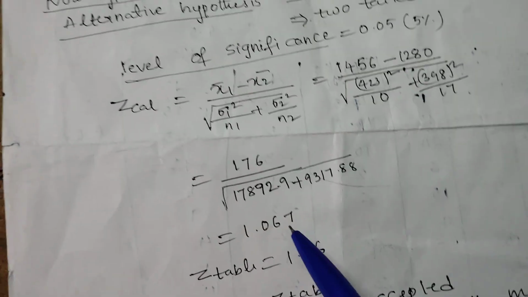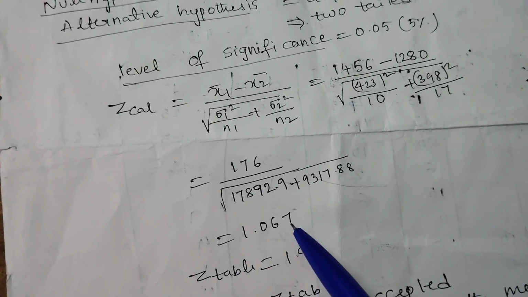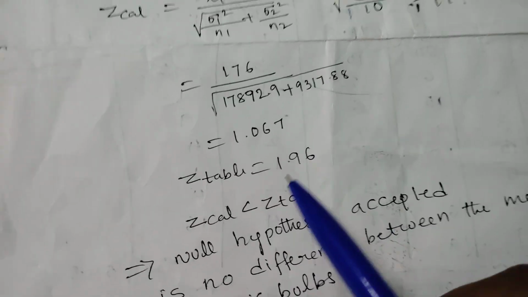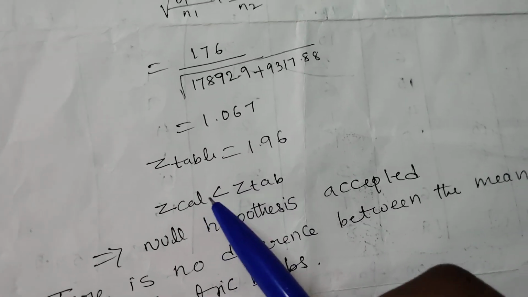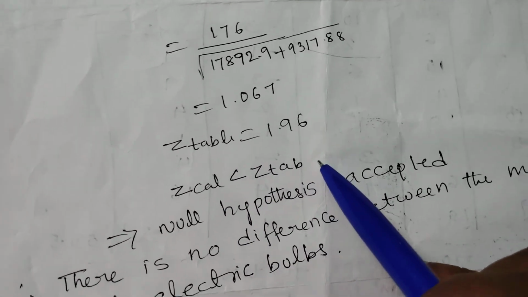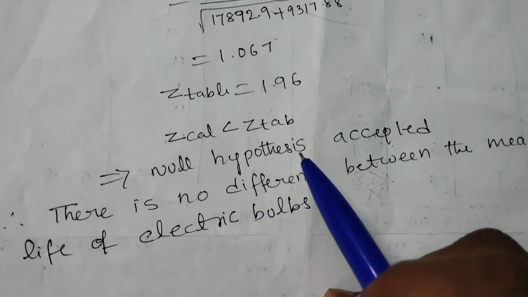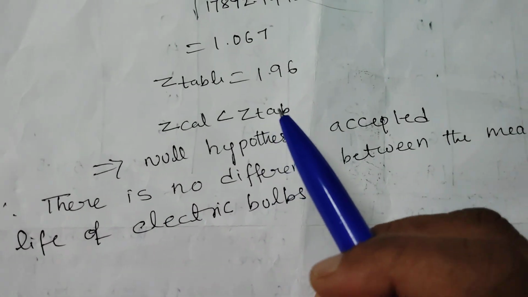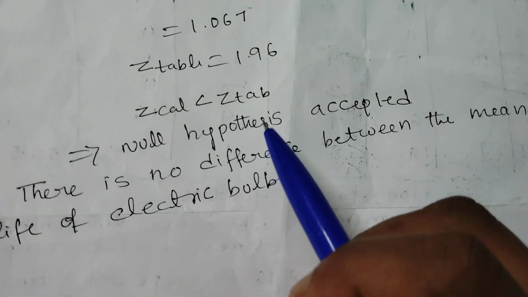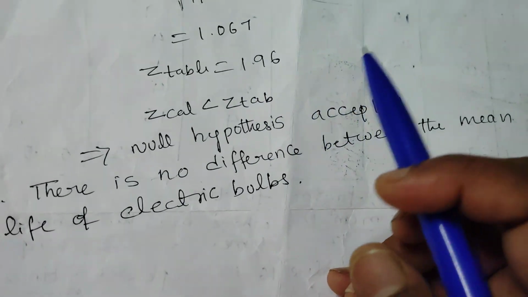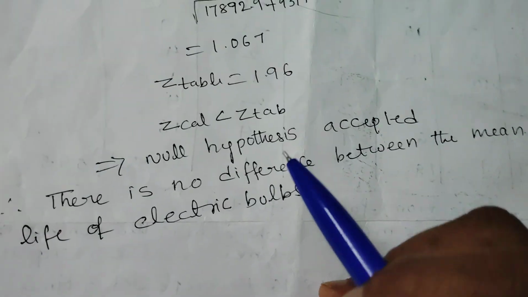After the calculated value, next we need to write the table value. Table value is 1.96. Okay, Z calculated value is less than Z table value. So less than means we need to accept the null hypothesis. That means there is no significant difference between the means of the two batches. What I wrote, mu1 equal to mu2, that means the means of the two batches are almost equal.